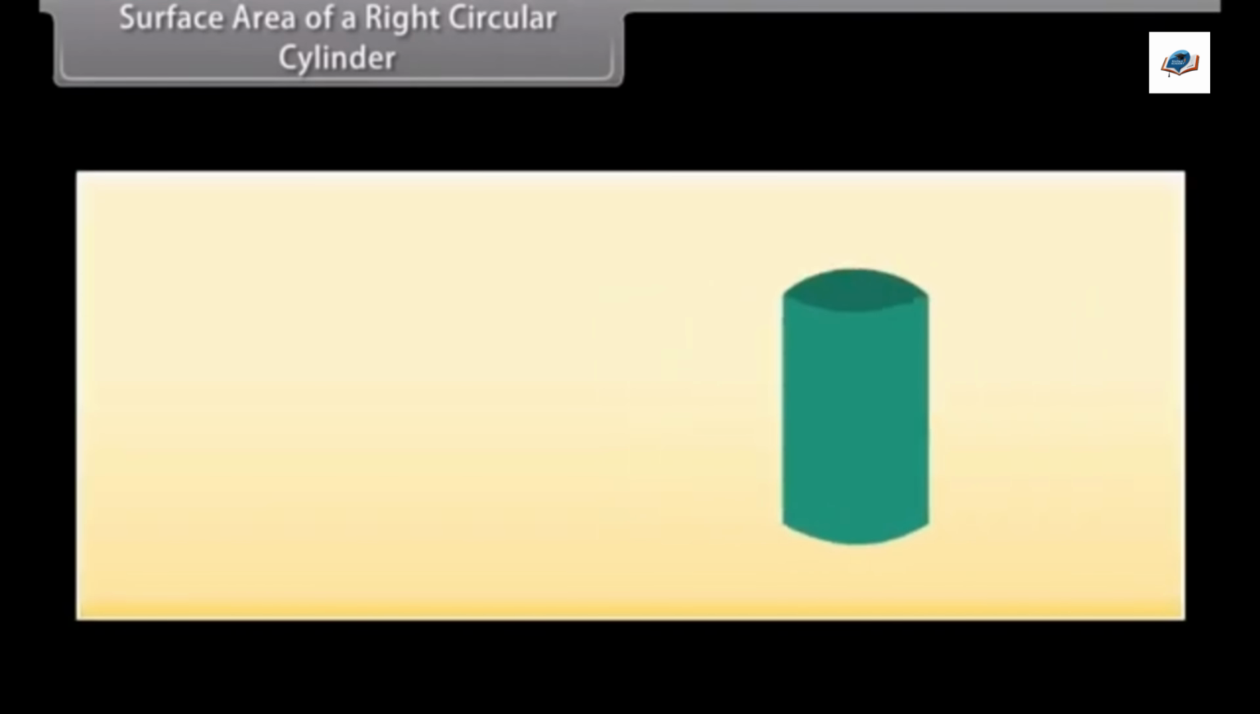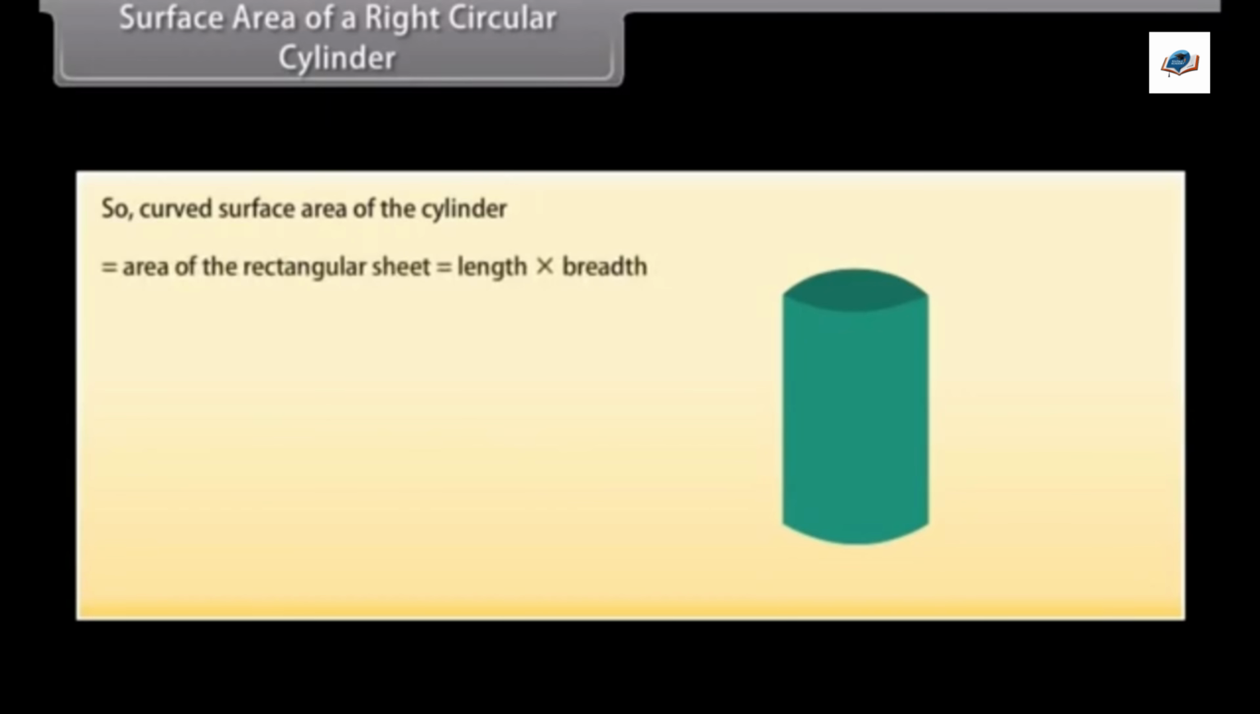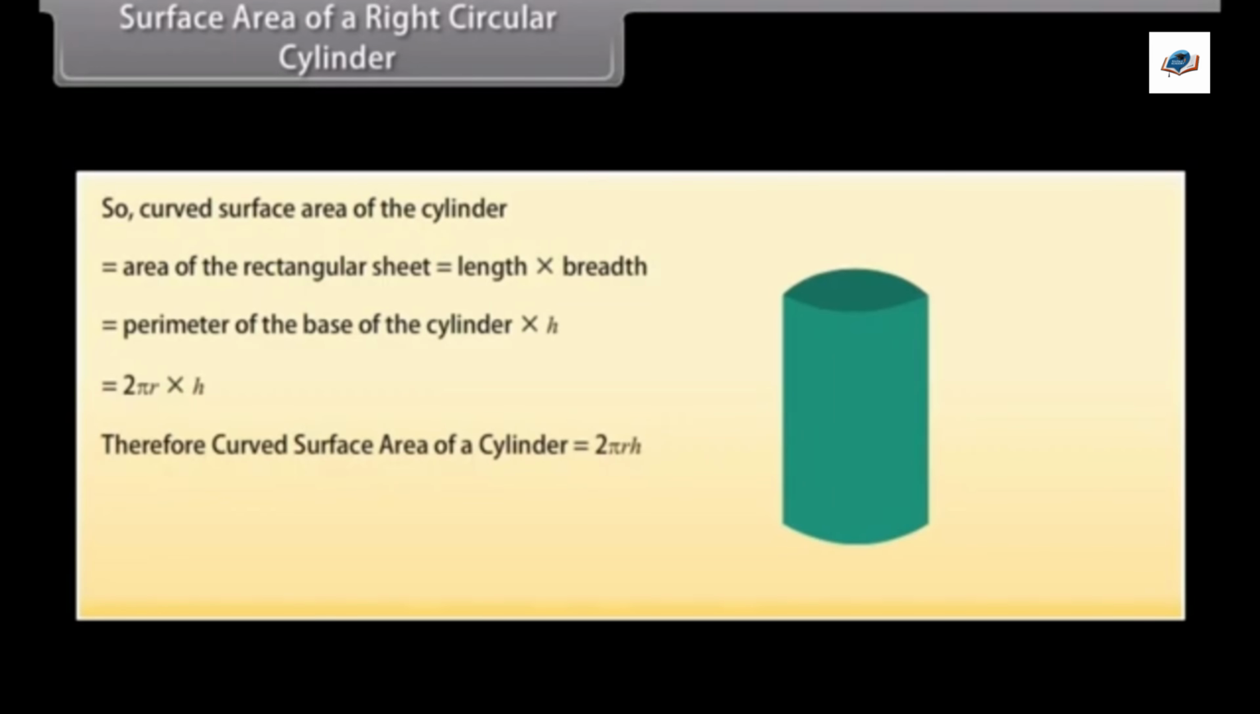We get the curved surface area of a cylinder by a sheet of paper. When we roll it, we get a cylinder. So, curved surface area of the cylinder is equal to area of the rectangular sheet, which equals length into breadth, which is equal to perimeter of the base of the cylinder into h, which equals 2 pi r into h. Therefore, curved surface area of a cylinder is equal to 2 pi r h.